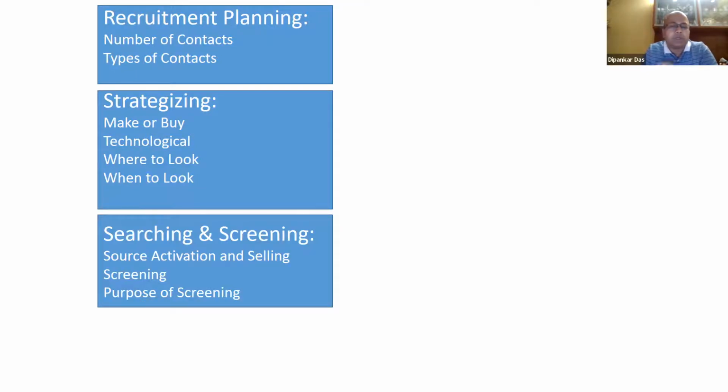And then once you have a fair idea, you start activating your source and selling, as in you start selling your company, saying that we are the best place to work. We are XYZ. And then you start screening, with the purpose in mind: are you backfilling positions? Are these strategic positions? Are these positions you want to fill in advance of any opportunity coming up, because you know that there are some opportunities which are hot in the pipeline, and so it's best to have some talent in place already. So those could be some of the thoughts when you are recruiting.